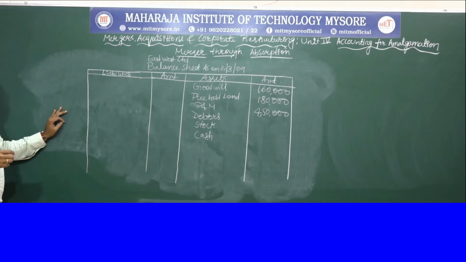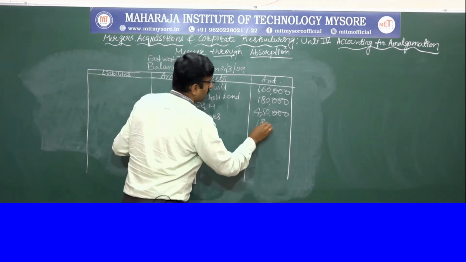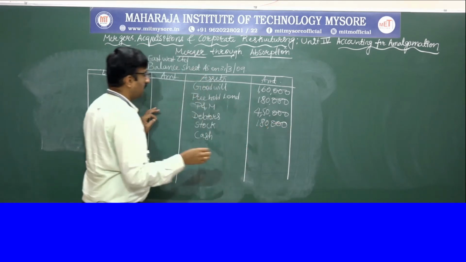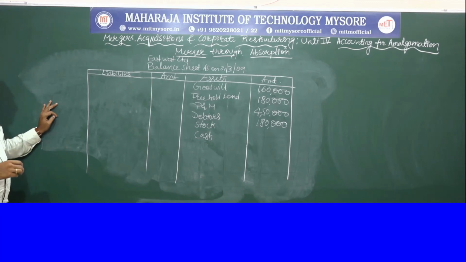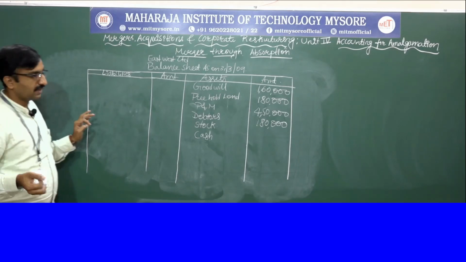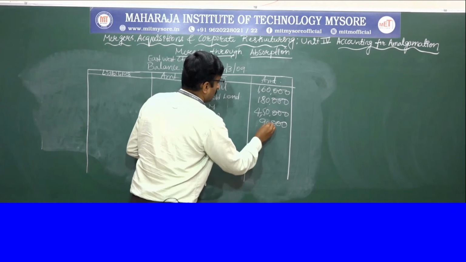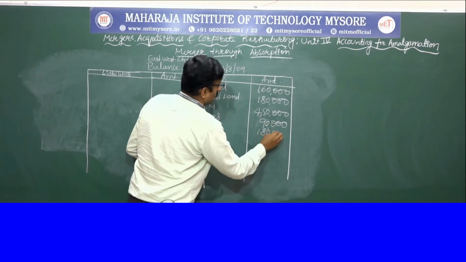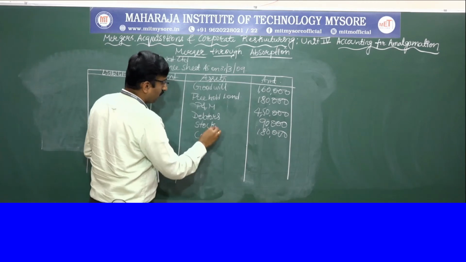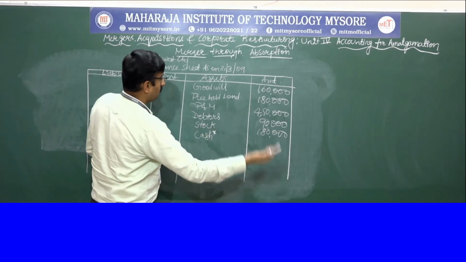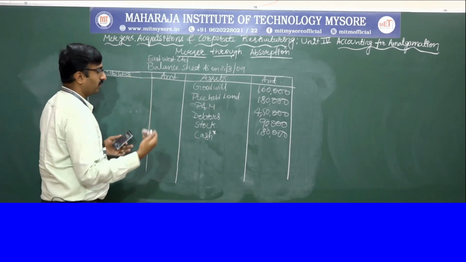Next, the amount of debtors put together we have to consider, 80,000 and 1 lakh, that is 1,80,000. Next, stock: you have to take both companies' stock, 90,000 and 90,000, that is 1,80,000 stock. Cash we will come to know after doing the working note, so we will move on to the working note later on.